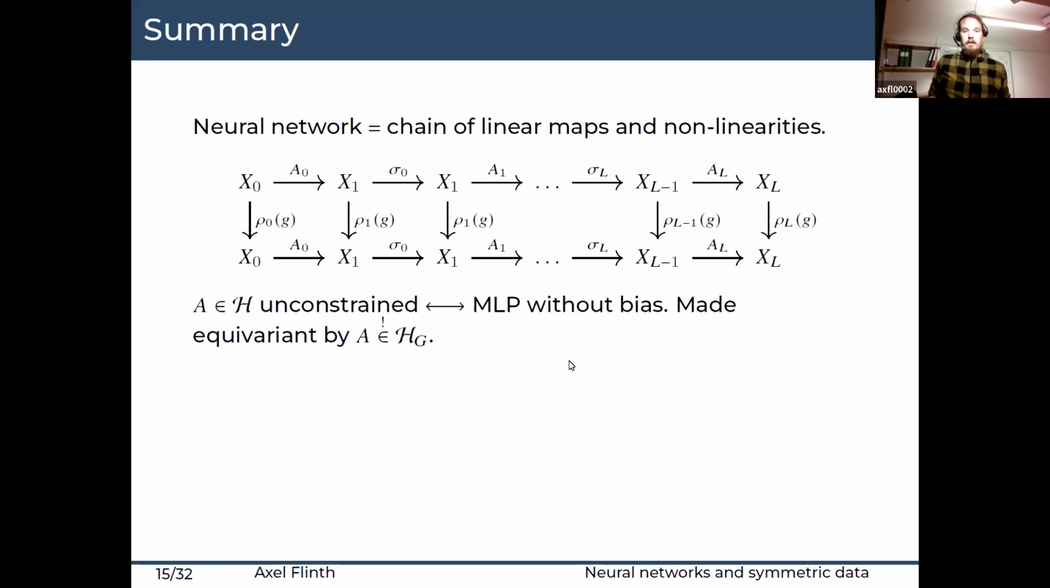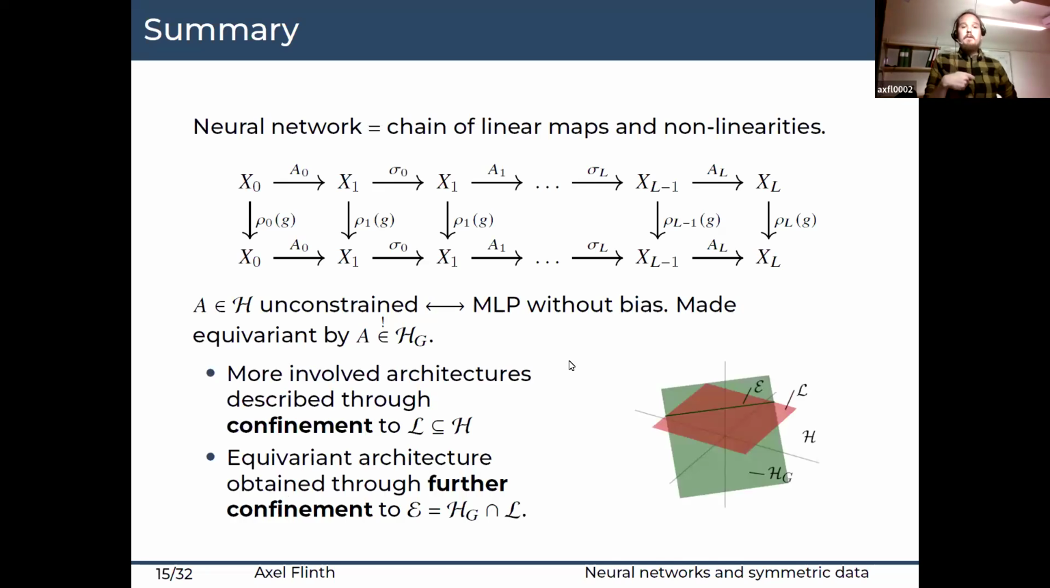Okay, so let's summarize what we've done until now. A neural network is a chain of linear maps and nonlinearities. If we choose these A's without constraint, we end up with an MLP without bias. And we can make these equivariant by choosing A in this subspace H_G. And that corresponds to making this commutative diagram commute. Then if we want to describe something more involved, we confine our weights to lie in an affine subspace L. And we can make these equivariant by simply confining them further to also lie in my space H_G.